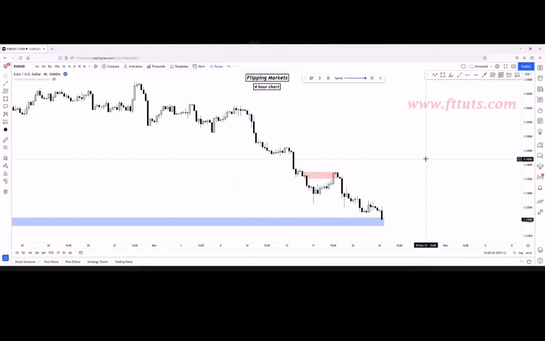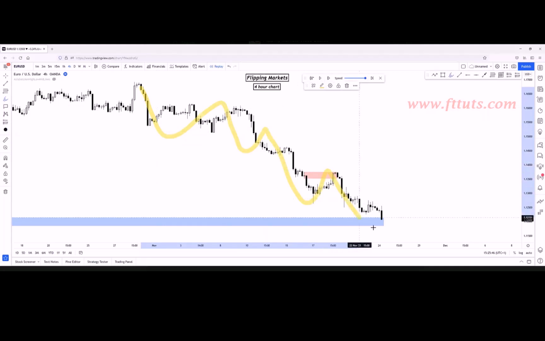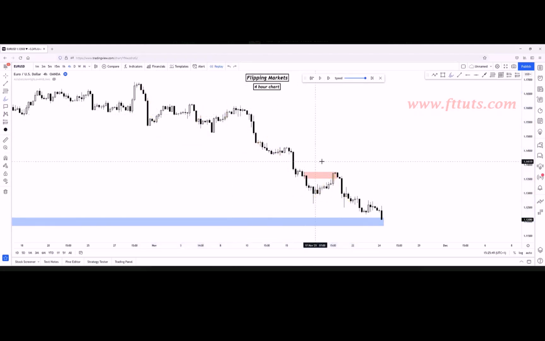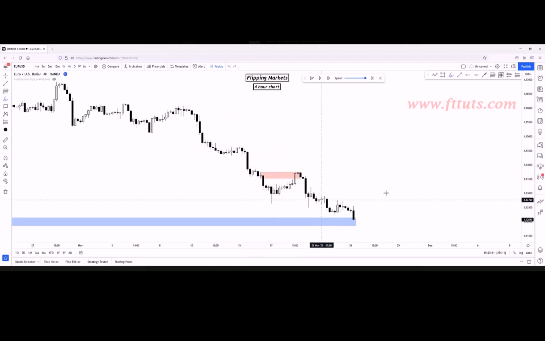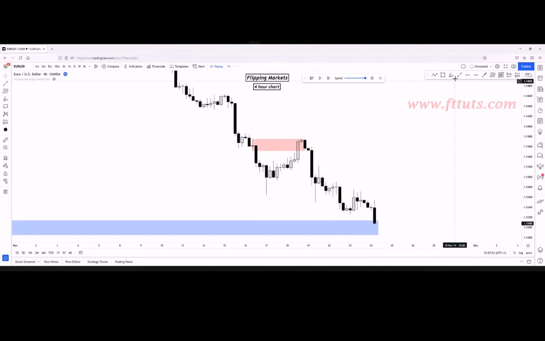So let's see the live example. As you can see, price is currently moving in a downtrend, creating a series of lower lows and lower highs. Let's focus on this region. As you can see, price created a breakout structure to the downside with this candle. After that, it created inefficiency, so there's a gap between the wicks. This area needs to be filled.